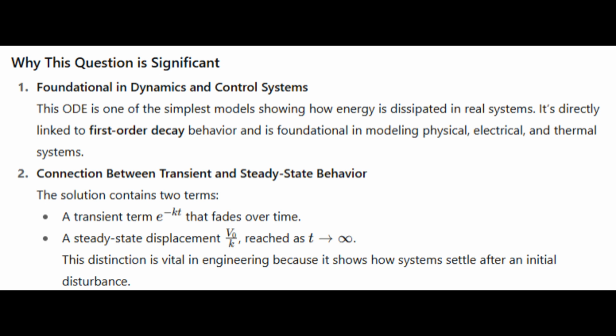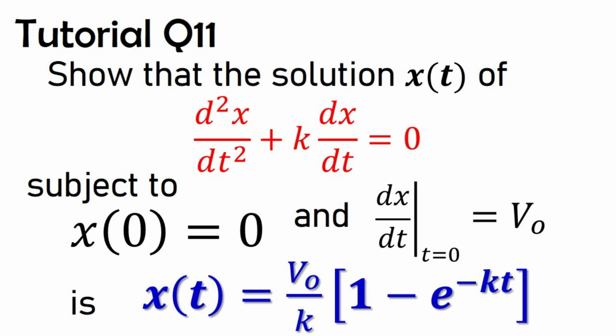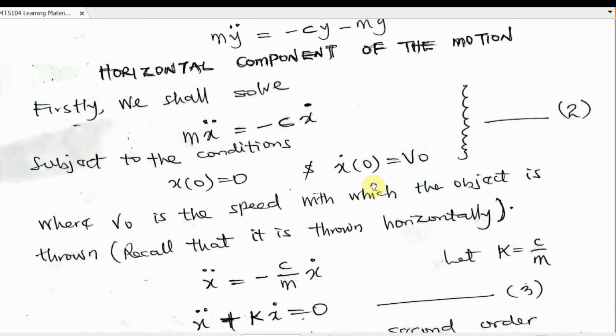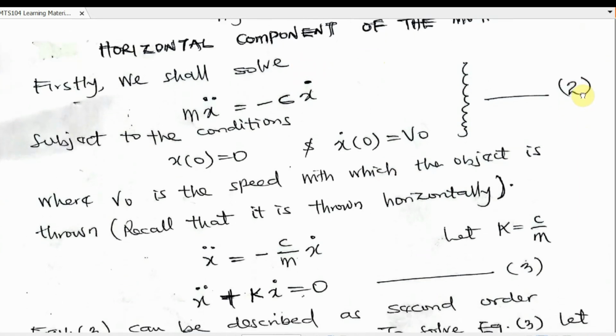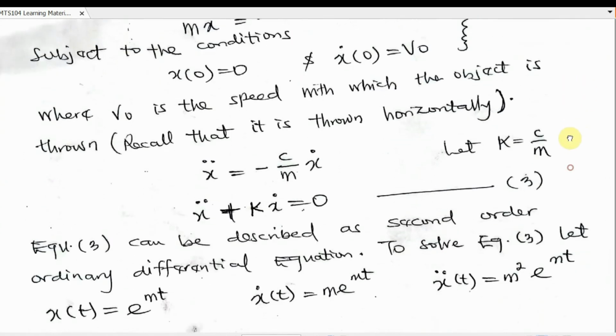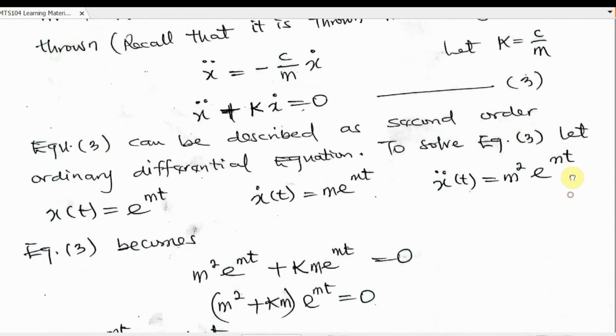Why this question is significant. 1. Foundational in dynamics and control systems. This ODE is one of the simplest models showing how energy is dissipated in real systems. It's directly linked to first-order decay behavior and is foundational in modeling physical, electrical, and thermal systems.